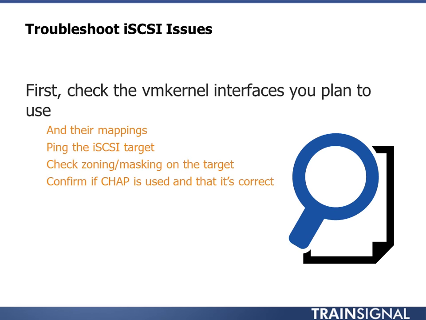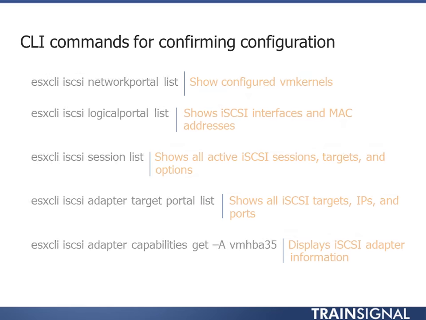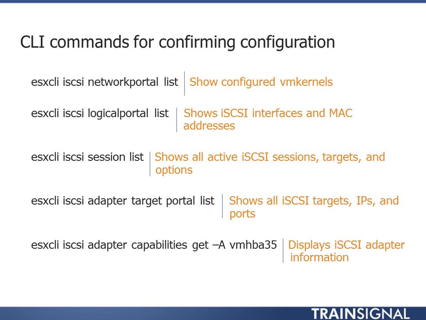And confirm, if you are using CHAP, which is an authentication mechanism, that you're putting in the correct username and password. I don't like using CHAP because it complicates things, but some people do. Just depends. Most people just put iSCSI on a dedicated network and don't worry about it, but if you do, check that. Some commands. We can view some things. Again, it's ESXCLI iSCSI is the tree: network portal, logical portal, session list, adapter target, and adapter capability.